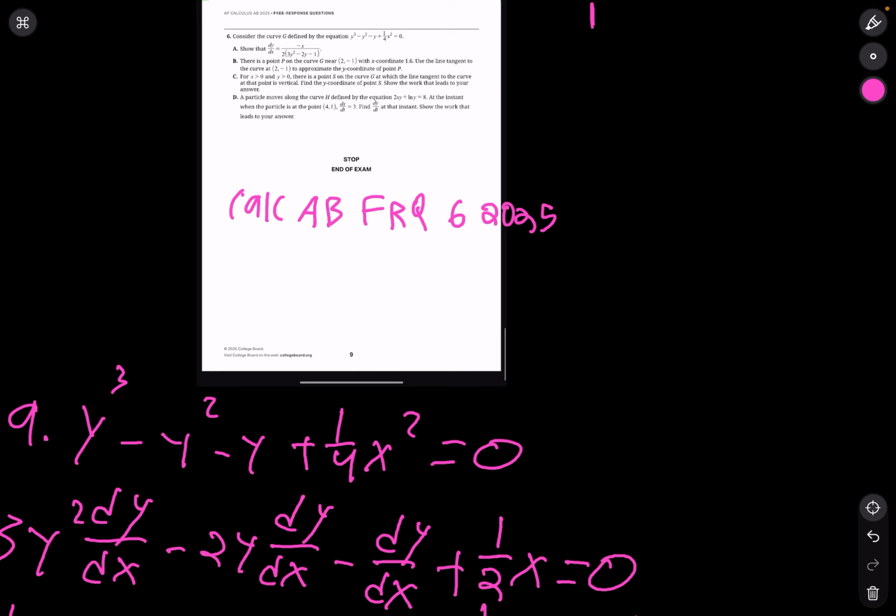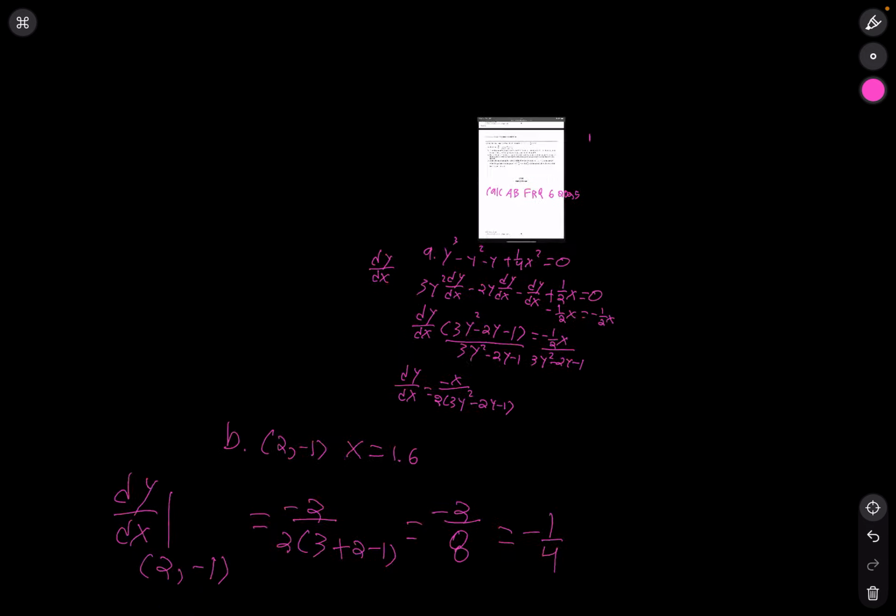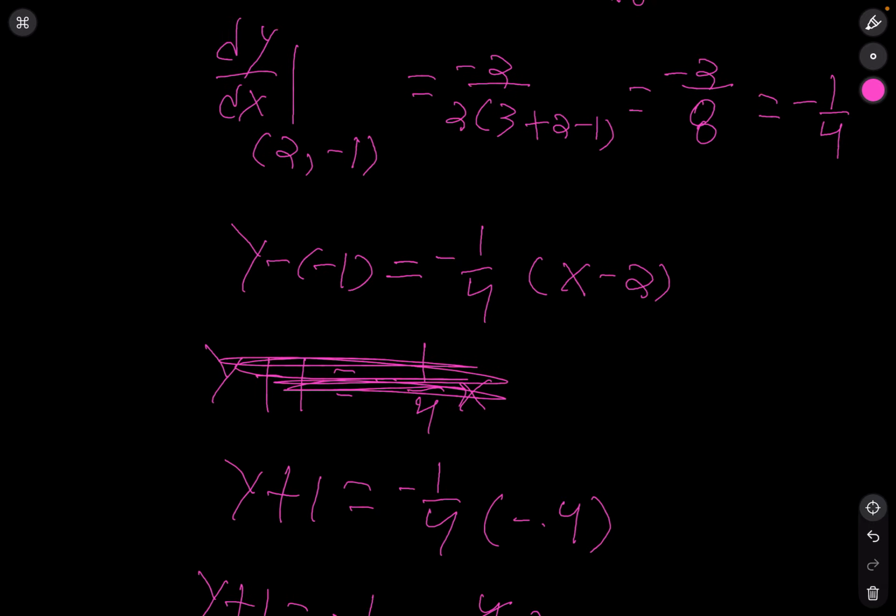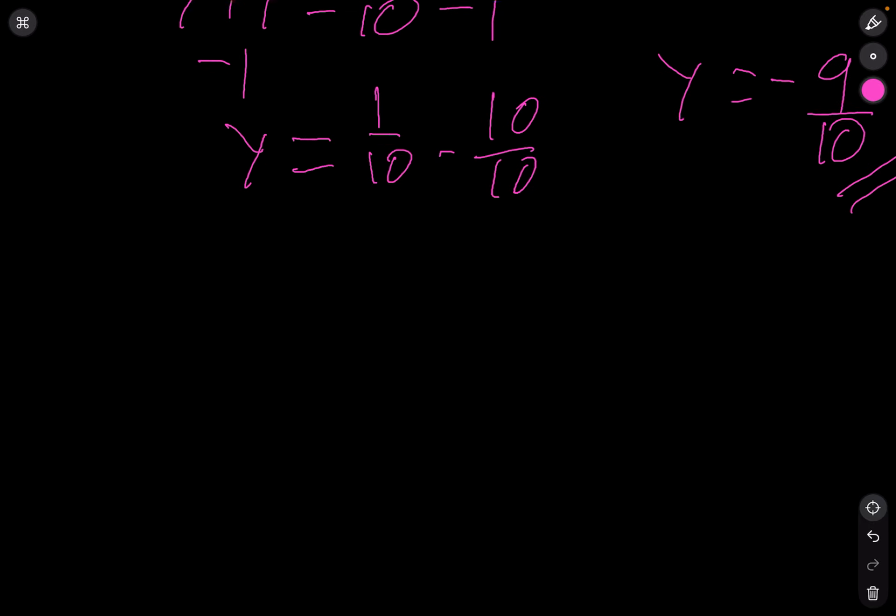Now, for question C, for x is greater than 0 and y is greater than 0, there's a point S on the curve G at which the line tangent to the curve at that point is vertical. Find the y coordinate of point S. Show the work that leads to your answer.